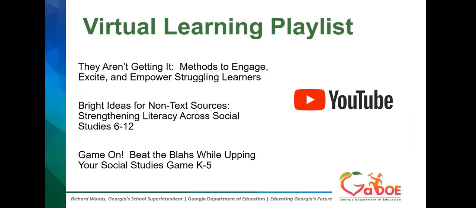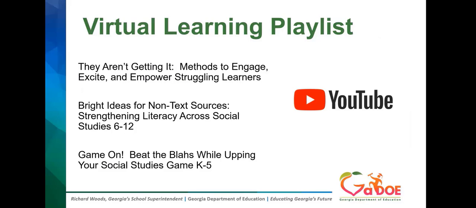There are 3 sessions in particular that I think might be of interest to you and to your teachers. The first one that you see is They Aren't Getting It, Methods to Engage, Excite, and Empower Struggling Learners. This is intended for a K-5 audience, but many of the strategies used in this session could be used all the way through middle school and high school.